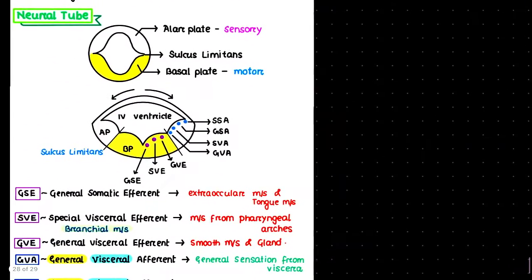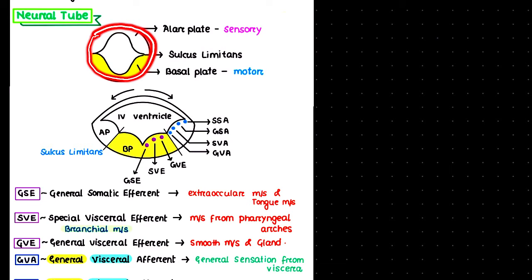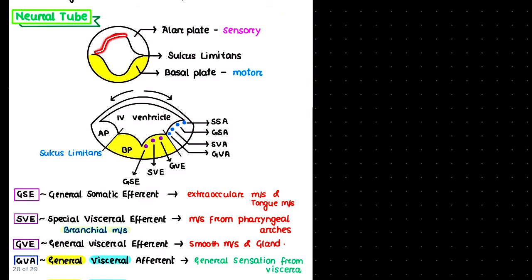We'll begin with our neural tube. During the time of development, this is our neural tube, as you can see. Inside we have the cavity. This neural tube is divided into two parts with the help of the sulcus limitans. It limits our neural tube into two parts, the alar plate and the basal plate.